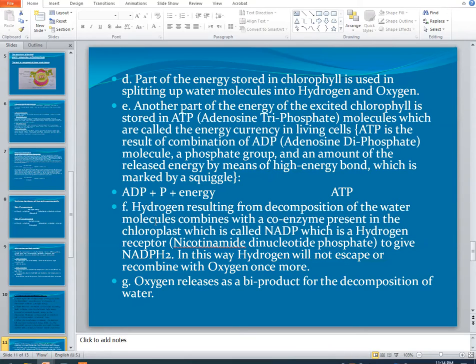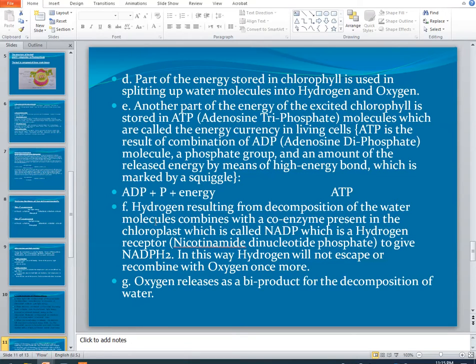ATP, a source of energy, is the short form of adenosine triphosphate molecules, which are called the energy currency in living cells. ATP is formed from the combination of ADP, adenosine diphosphate, with one phosphate group, and the amount of energy released is by means of a high energy bond: ADP plus 1 phosphate, and the energy gives ATP.